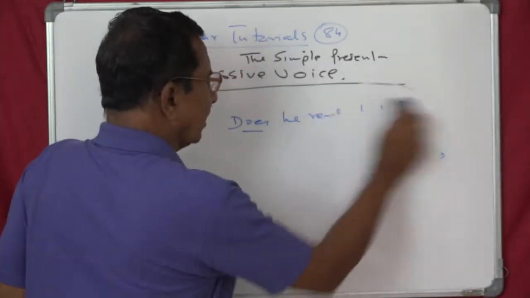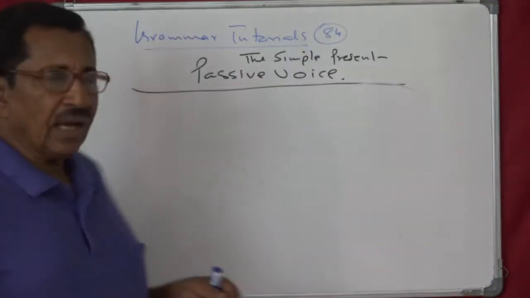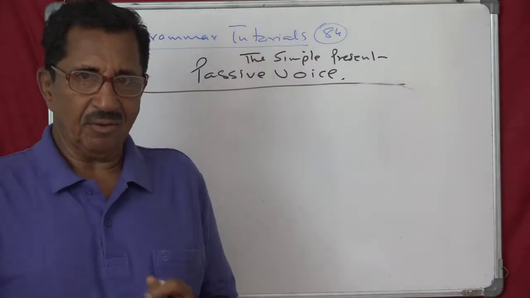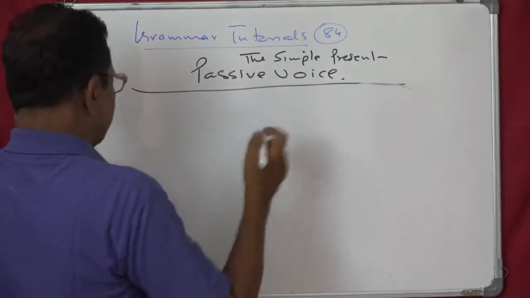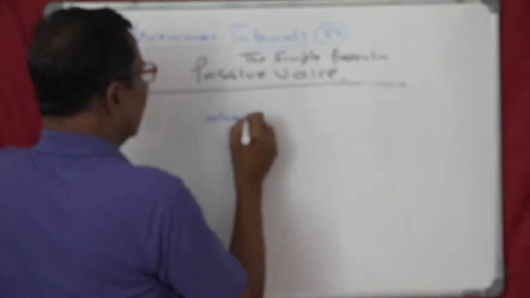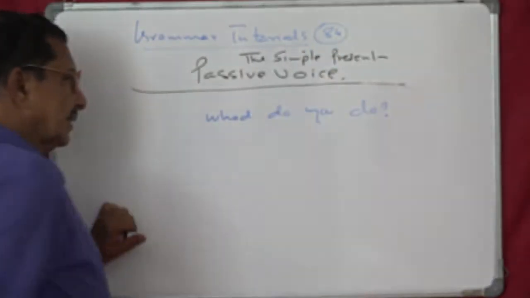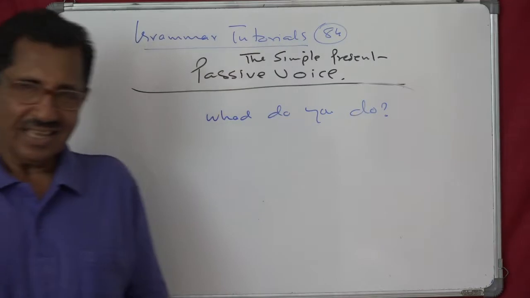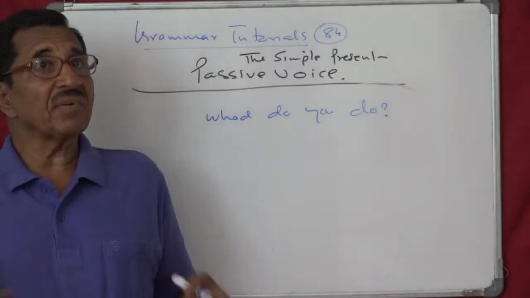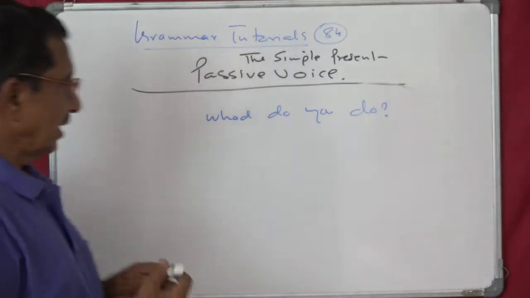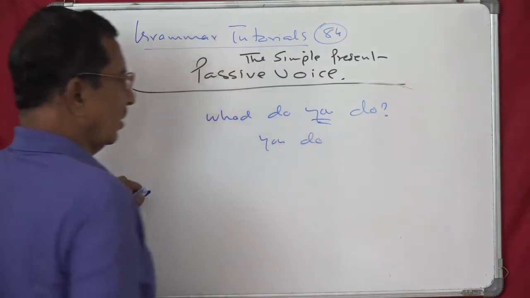And you know how to make a question. First part of the verb should be brought in the beginning. Alright, let's see: What do you do? Now how are you going to do this? You will think, oh, where is NB1 and NB2? There is. See? Subject of this sentence is you do. You do, that's all. You do what?